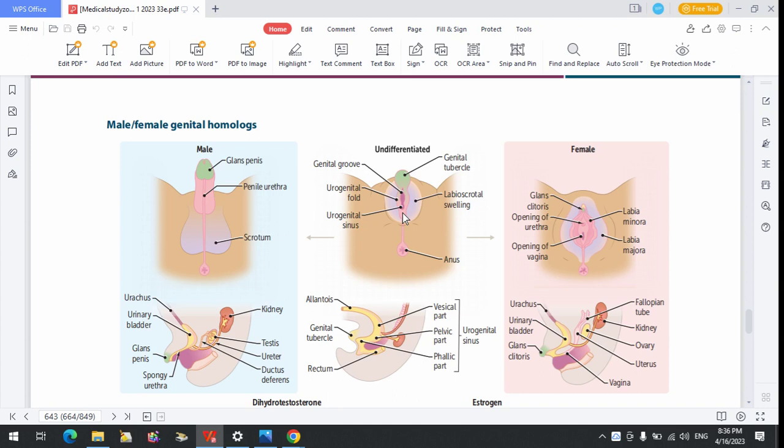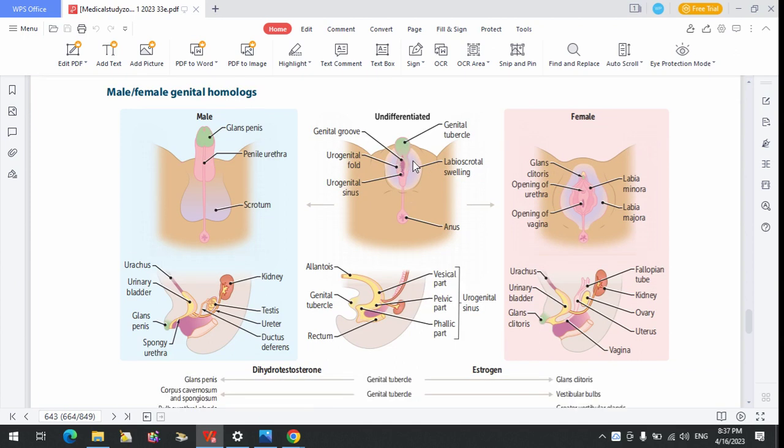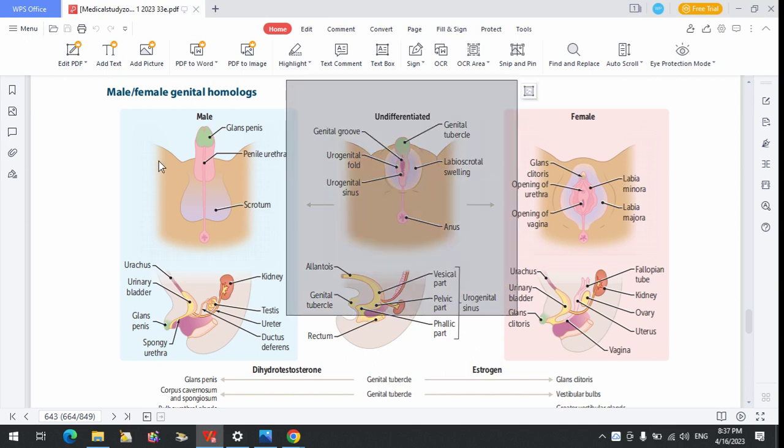Please, guys, I want to take it one by one so that I will not confuse you. Let's start again. The genital tubercle will elongate in males to form the glans penis. It will remain to form the glans clitoris. The next thing is to look at the urogenital fold. The urogenital fold is just below the glans. It will close in males and form the penile urethra. In females, it will not close. It will remain open and form the labia minora. So the labia minora and the penile urethra are coming from the urogenital fold.